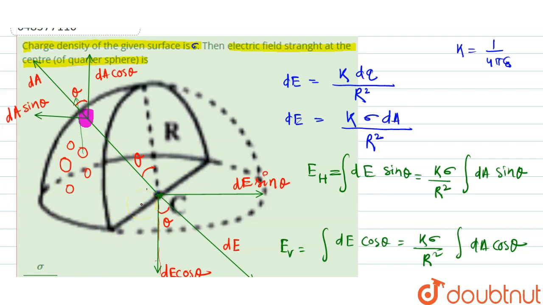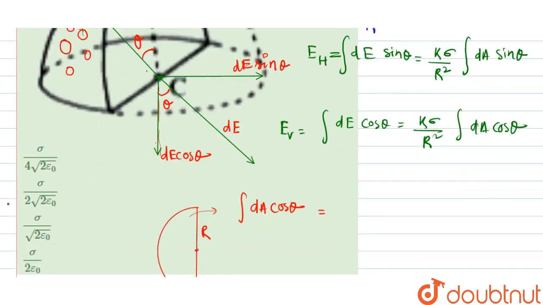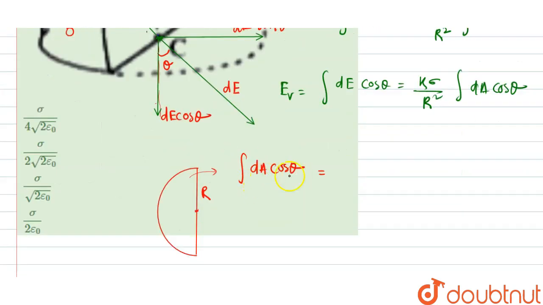If we look from the top, all these vertical areas are emerging towards the upward direction, and all the area elements are covering the area of this semicircle. So if we take the integration of dA cos theta, the vertical element of all these area elements, we will get the area equal to this semicircle. And the area of the semicircle is pi r square divided by 2.